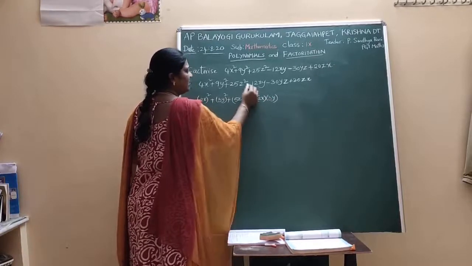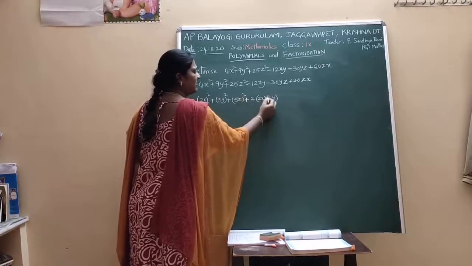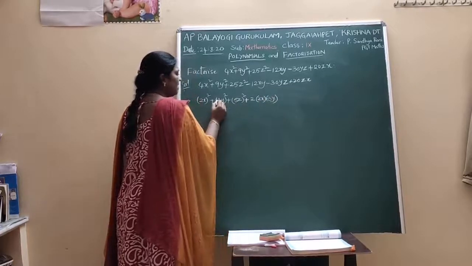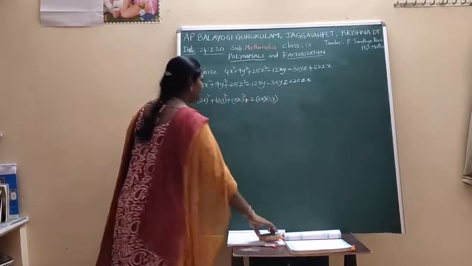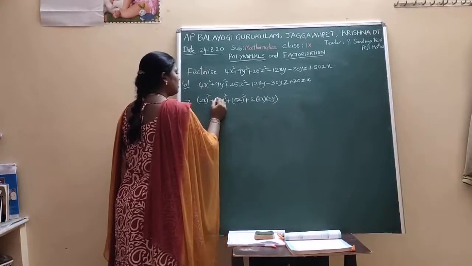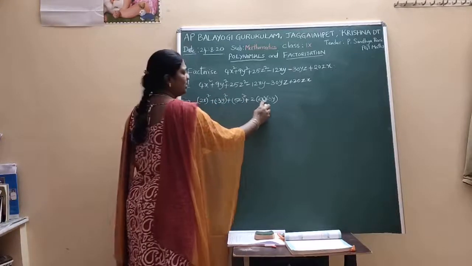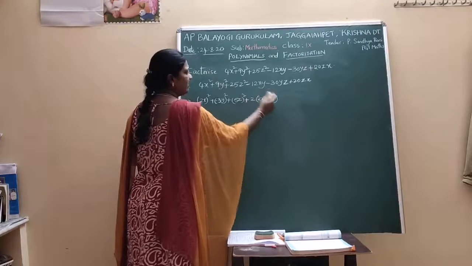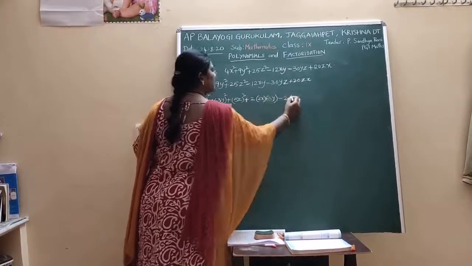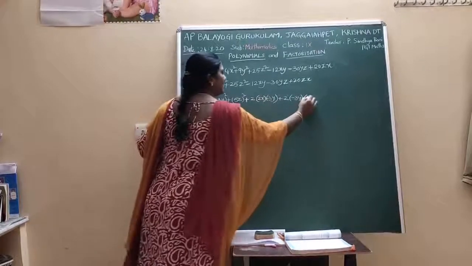Students, see here it is minus 12xy. So how can we get minus 12xy? When we write 2 into minus 3y, that is minus 12xy, and minus 3y whole square gives plus 9y square only. Again minus 2bc: 2 into b, which is minus 3y, into c, which is 5z.